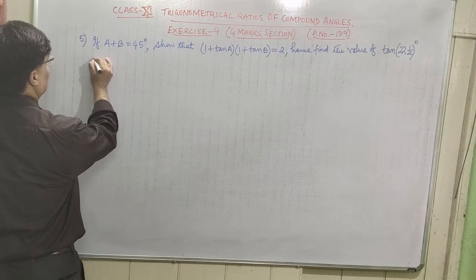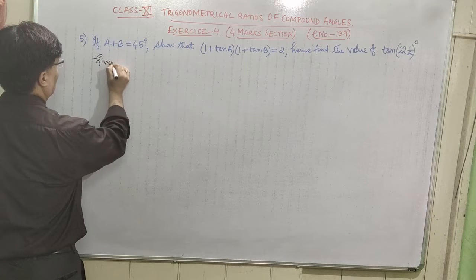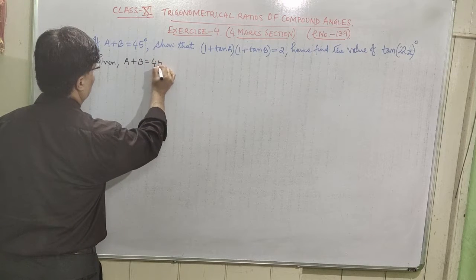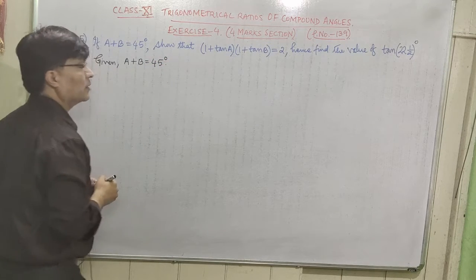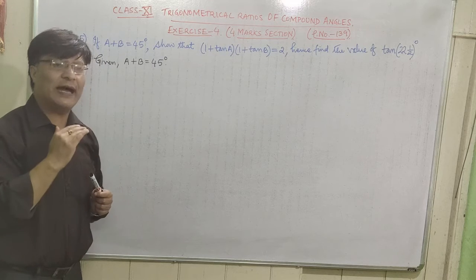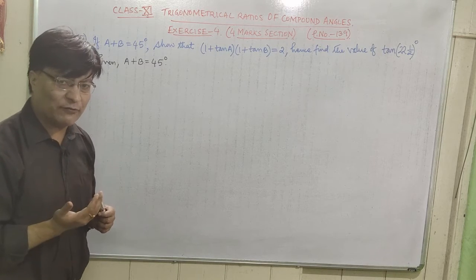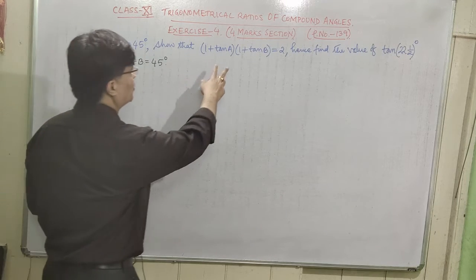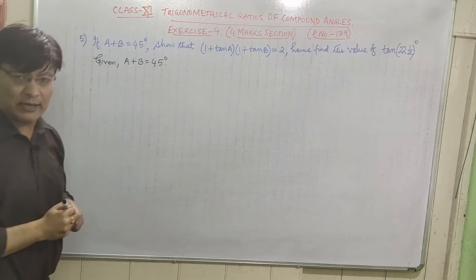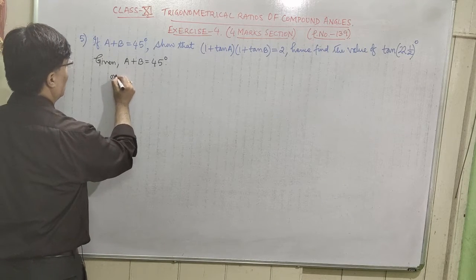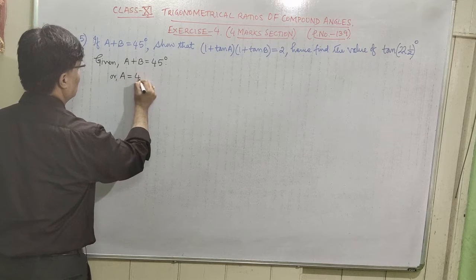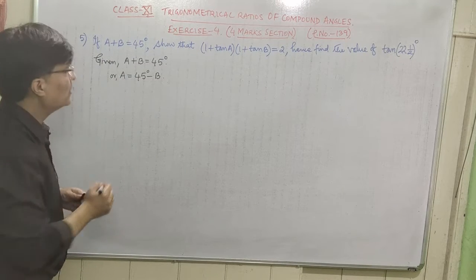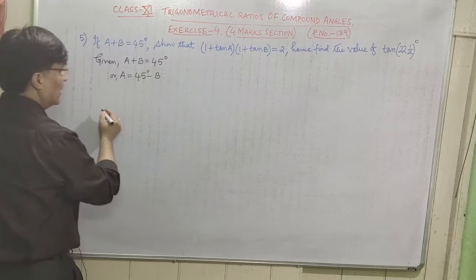So let us write down what is given here. Given is A plus B is equal to 45 degrees. Let us get the value for either A or B, and then put that value of A or B on the left hand side to prove LHS is equal to RHS. So let us get the value for A. A is equal to 45 degrees minus B. So let us prove LHS is equal to RHS.